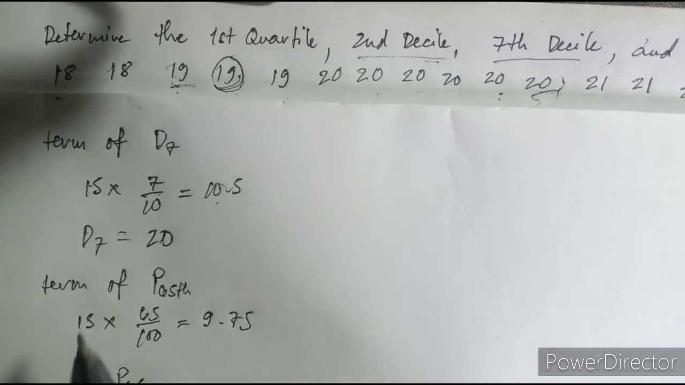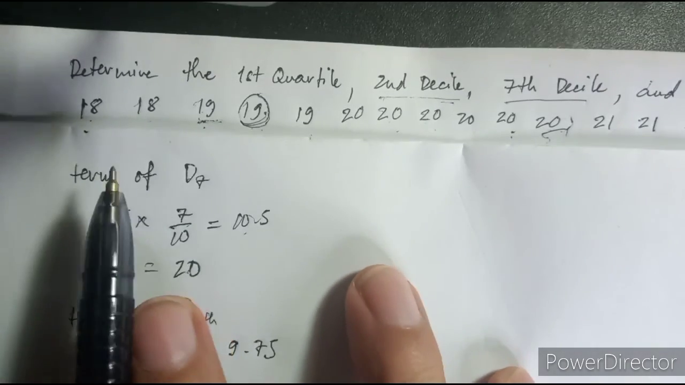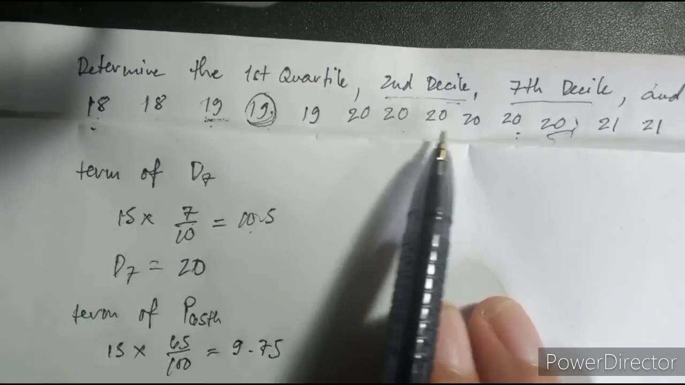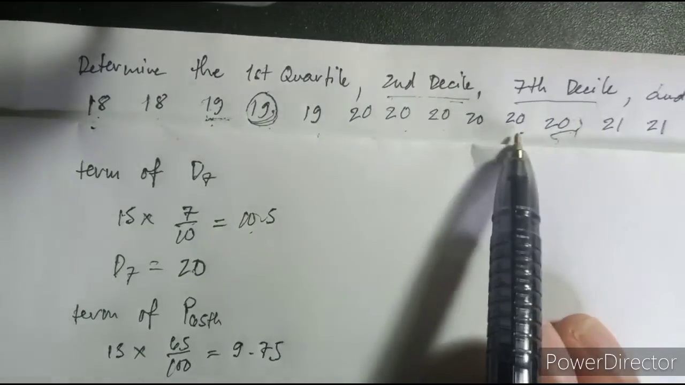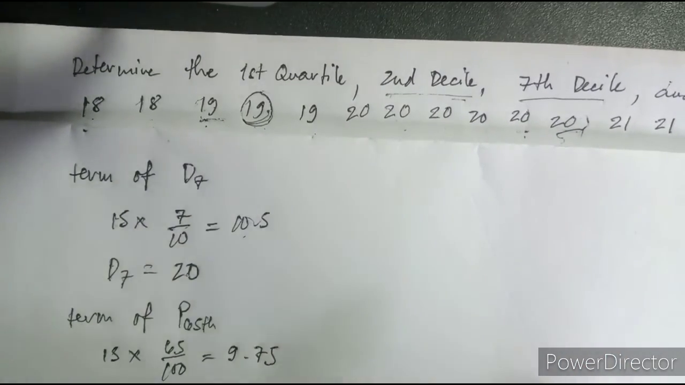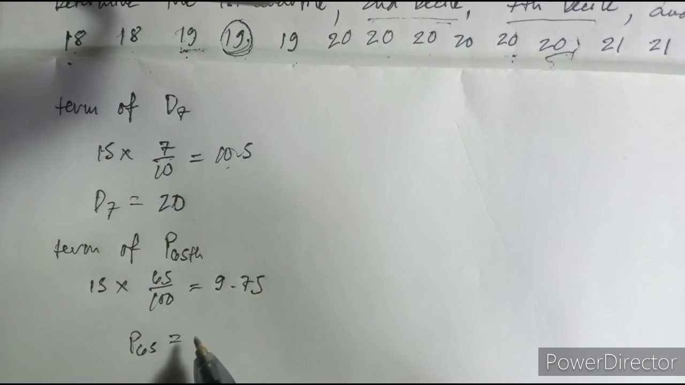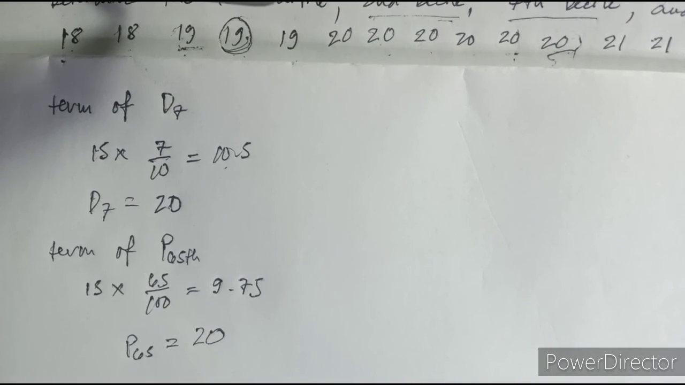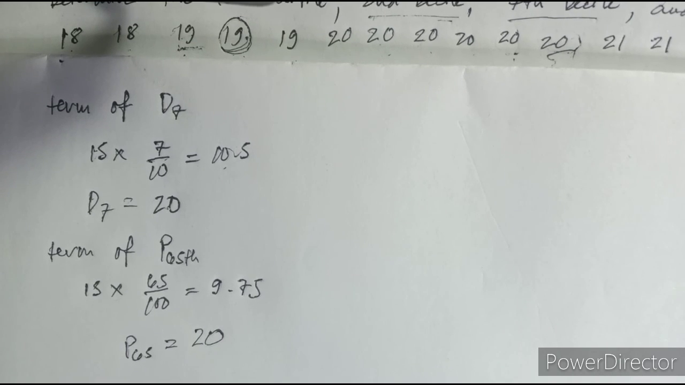So for the 65th percentile, count 9 steps: 1, 2, 3, 4, 5, 6, 7, 8, 9. Then take the next term. So we will also have 20, and that's it. So that's how we determine the measures of position in terms of quartile, decile, and percentile.